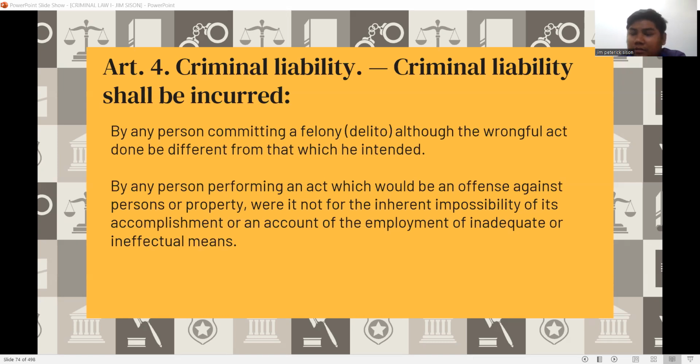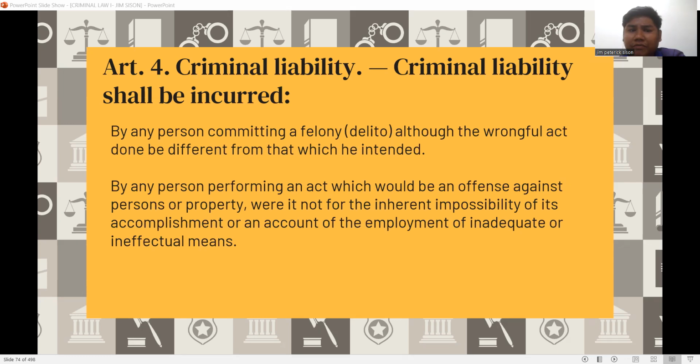So, we'll tackle Article 4 and Article 5 today. Article 4, Criminal Liability. Who will incur criminal liability? Under Article 4 of the Revised Penal Code, criminal liability shall be incurred by any person committing a felony. What's a felony or delito again? A felony is an act or omission punishable by the Revised Penal Code. Examples: homicide, murder, infanticide, parricide, theft, robbery.